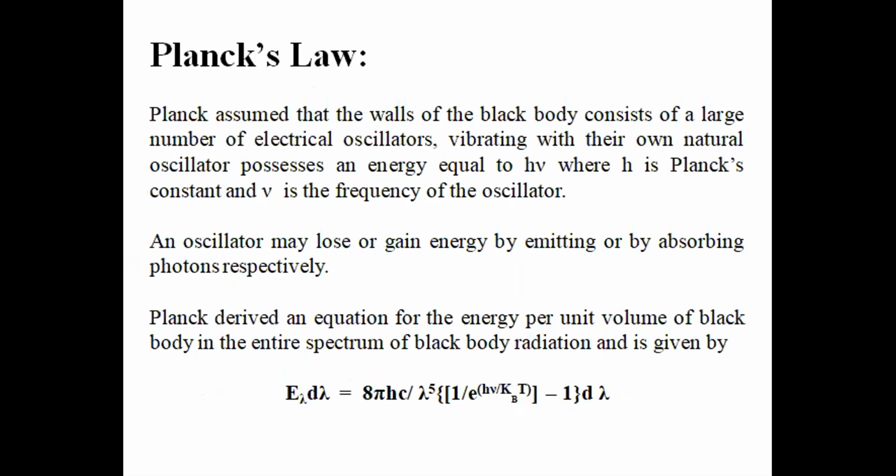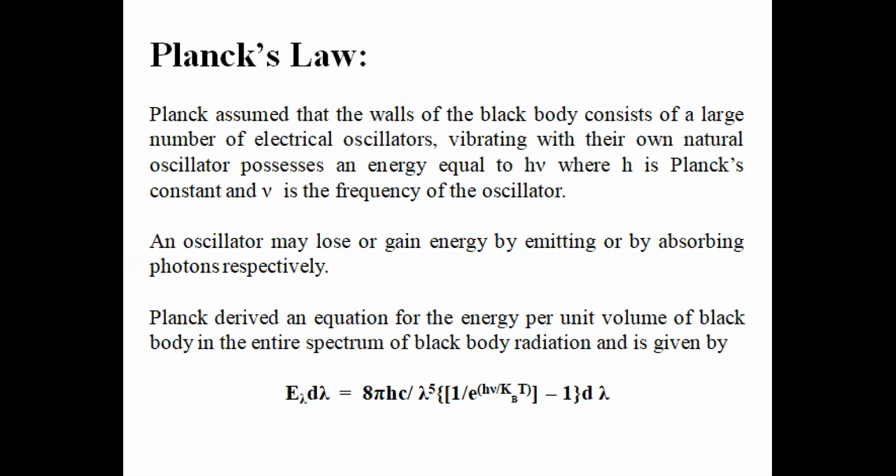Later, Max Planck, the scientist who proposed Planck's radiation law, approached the quantum theory in order to give a proper explanation for black body energy distribution. Planck assumed that the walls of the black body consist of a large number of electrical oscillators vibrating with their own natural frequencies. Each oscillator possesses an energy equal to h nu, where h is Planck's constant and nu is the frequency of the oscillator. An oscillator may lose or gain energy by emitting or absorbing photons respectively.